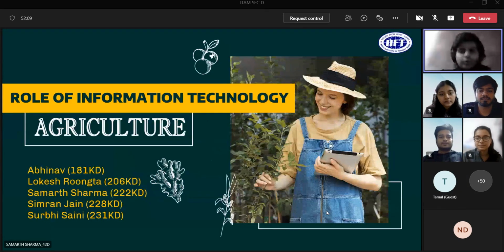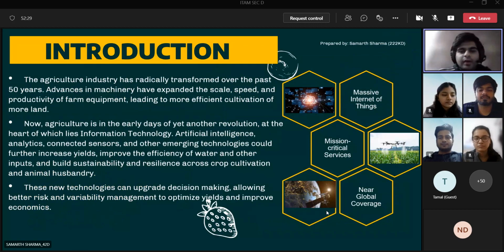Sure. So, sir, in today's presentation we are Group 1 and we are going to be talking about the role of information technology in the agricultural sector. We are 5 members in our group, namely Abhinav, Lokesh, Samarth, that is me, Simran, and Surbhi. Starting off, sir, we know that the agriculture industry has radically transformed over the past 50 years. But most of the changes have been mechanical in nature, like advances in machinery have expanded the scale, speed, and productivity, leading to more cultivation of land, for example. But the actual revolution in agriculture is yet to take place, and at the heart of it lies information technology.